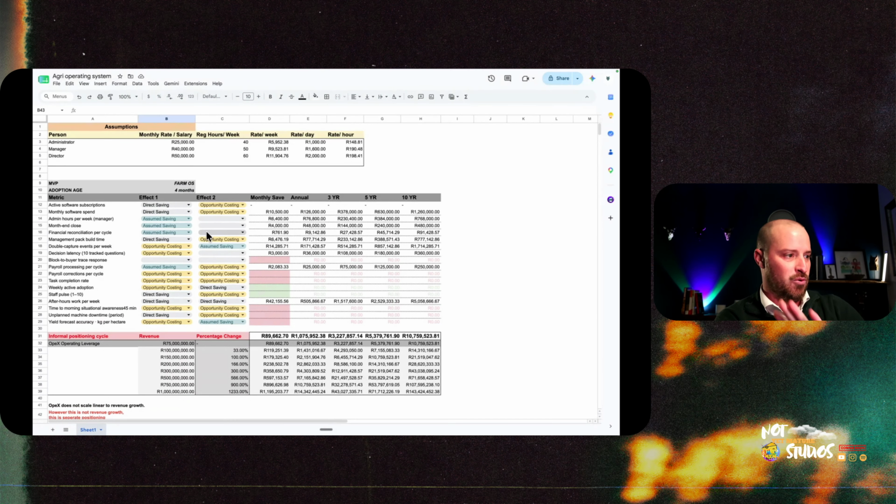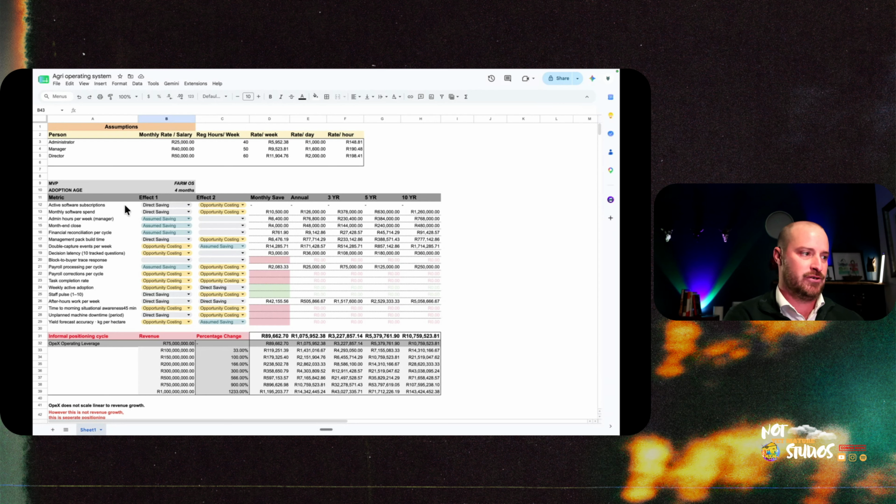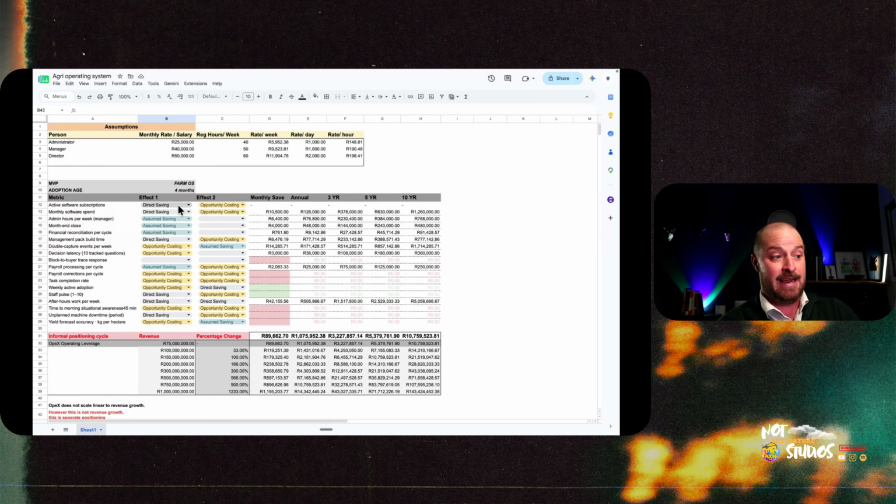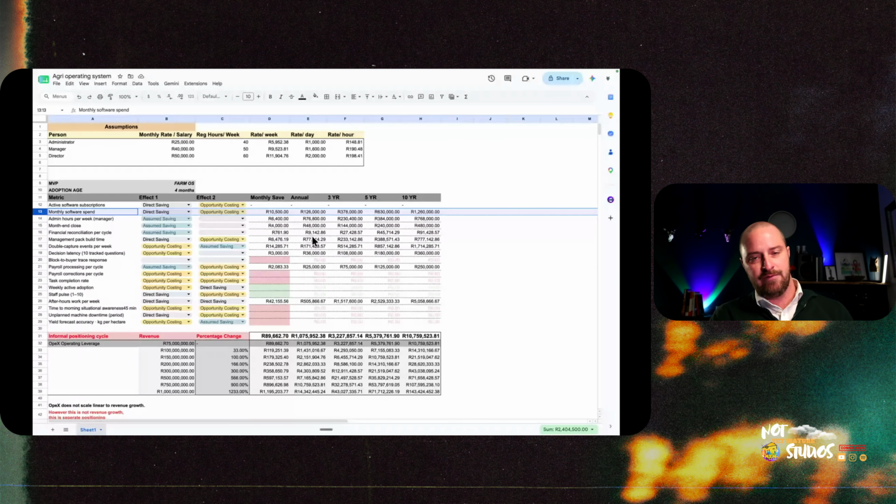Well, actually, let's just pause and go through the first line metrics on FarmOS first. So looking at FarmOS, we're going to look at the active subscriptions, which is a direct saving, and then obviously an opportunity costing. Why? Because that money can be used better elsewhere, or it can be just a direct saving of the company. So monthly, this company saved on their software spend 10,500 Rand, which equates to 126,000 Rand annually, or 378,000 for 3 years, 630,000 Rand for 5 years. And in 10 years' time, it would have saved them 1.2 million because this system is once off, right? There's no monthly subscriptions to it.